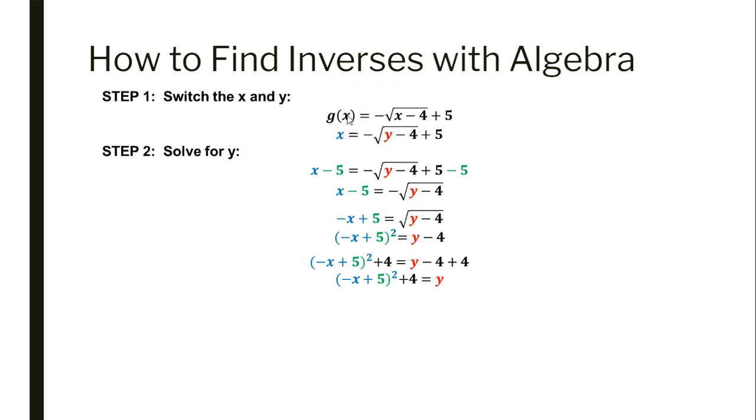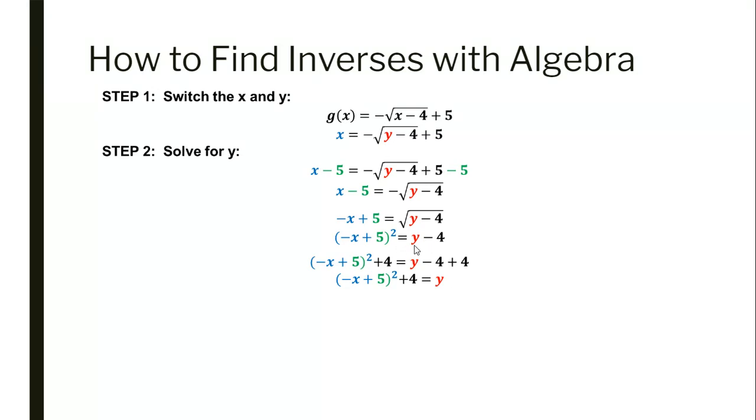So let's start with the first step. We're going to switch x and y, and then we're going to solve for y. Now, working from the outside in, we first subtract 5 from both sides, and then we're going to divide both sides by negative 1. Got to get rid of that negative here if we're going to solve for y. And now we have negative x plus 5 is equal to the square root of y minus 4. Well, to get rid of a square root, we need to square. And whatever we do on one side, we do on the other. So we're going to square both sides.